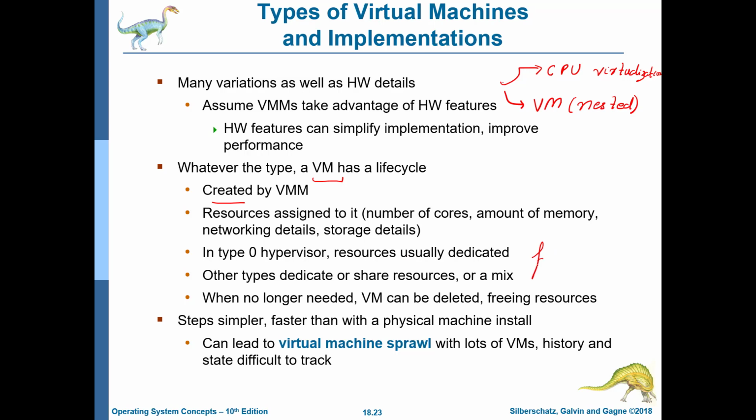Right? So there are two options. Either we can have a hard partition, in the sense you take 10 cores, you take 8 cores, or we can share. When a resource is no longer needed, the virtual machine can be deleted, which will free up resources. So these steps are simpler and faster than installing things on a physical machine. All of us have installed operating systems on programs like VM Player or VirtualBox, so we know how easy it is. And we also know how easy it is to migrate a VM from one machine to another, suspend, resume. All of that can be done very easily.